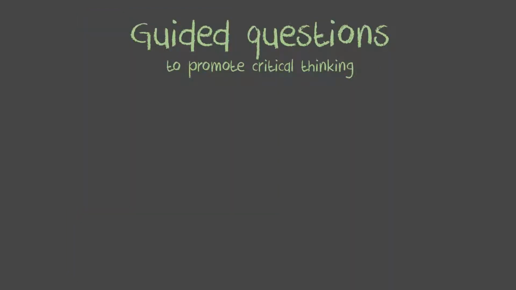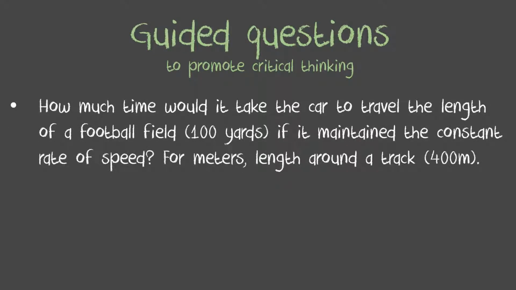Some guided questions to promote critical thinking. How much time would it take the car to travel the length of a football field, which is 100 yards, if it maintained a constant rate of speed? That's the constant rate of speed we were trying to determine between those two specific points. And we can change it to meters and say, what if it was going around a track on a football field, which is 400 meters.